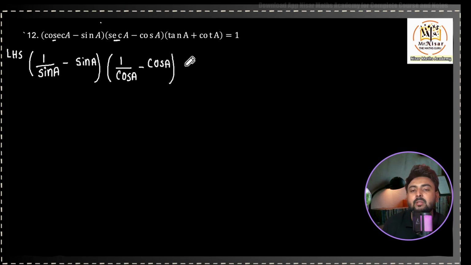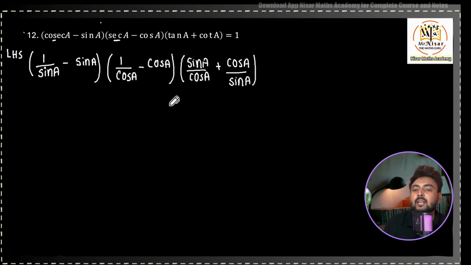And tan a can be written as sin a by cos a, and cot a can be written as cos a by sin a. Come on, say what we did in this step. We have converted every term into sin and cos. Now let's cross multiply. 1 into 1 it will be 1, minus sin a into sin a, it will be sin square a, upon sin a into 1, it will be sin a.